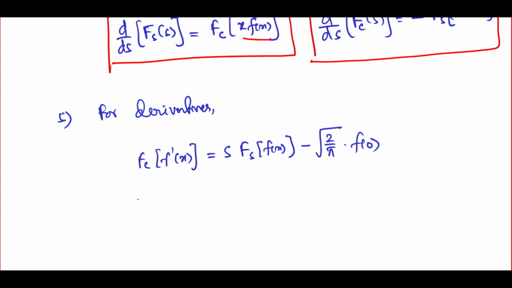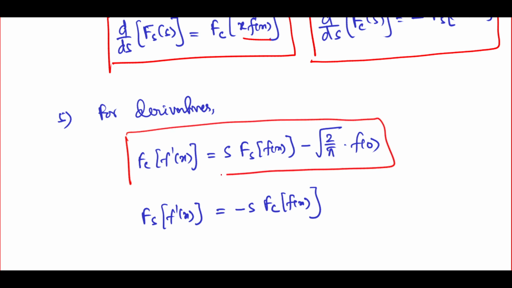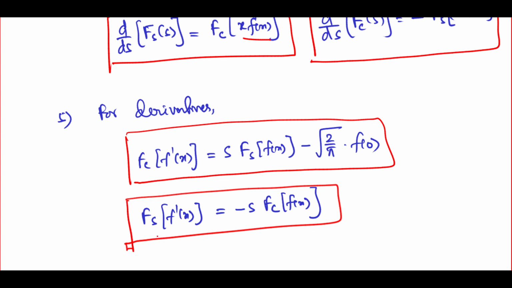Similarly, if you want to find the Fourier sine transform of f dash of x, that is minus s into Fourier cosine transform of f of x. These two formulas are also very important that we will be using often. Make a strong note on it.